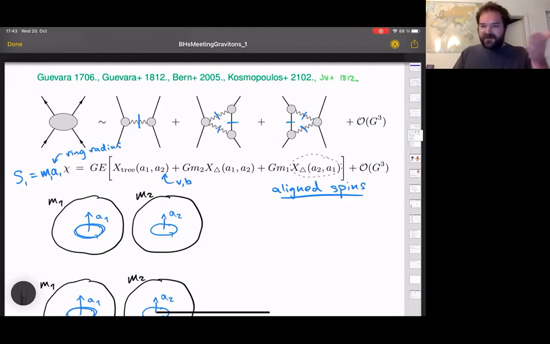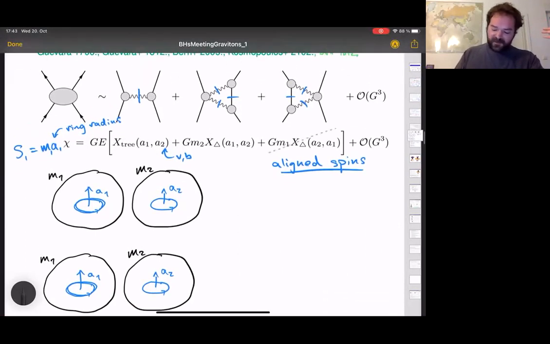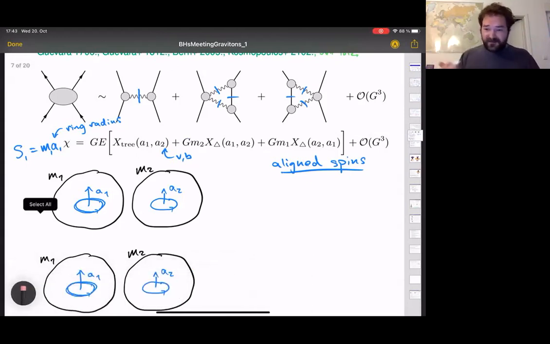So it's a little bit more complicated than the non-spinning case, but the important point is that if we consider the test body limit, so say send one of the masses to 0, say M1 goes to 0, we are still not going to lose any information. We will lose this one, but we still have this one, and that one has the complete information of the other. So we again are seeing that even with spins up through G squared, the complete information of this process is going to be contained in its test body limit.